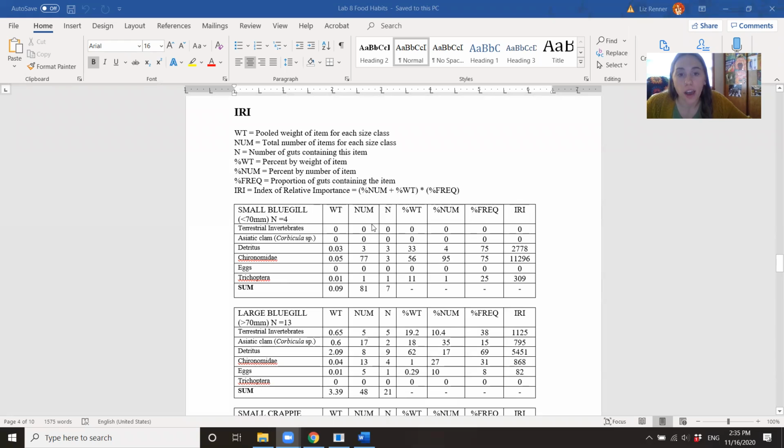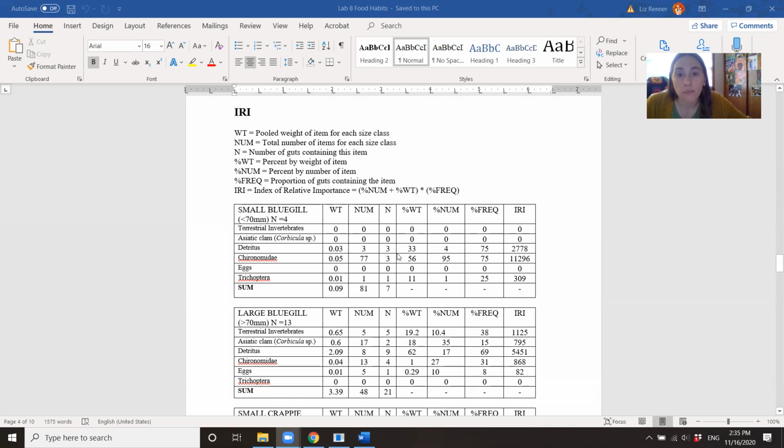And then we've got the number of prey. So we had 3 chunks of detritus in one stomach total, or across all the stomachs. We've got 77 chironomids, which are just little midge larvae across all of the stomachs, 0 eggs, and then 1 caddisfly across all the stomachs, for a total of 81 different unique prey items in all 4 stomachs. And then we're calculating a weight percentage.